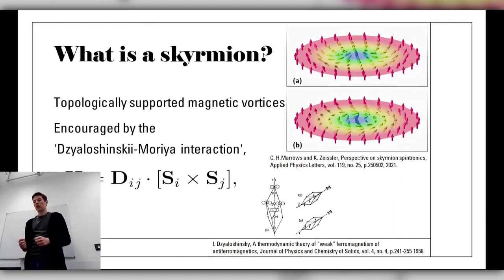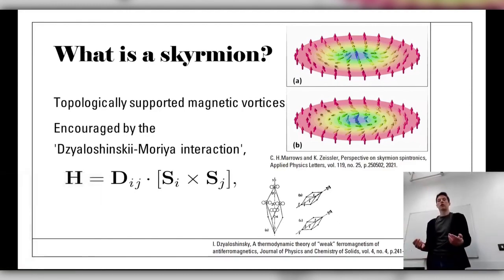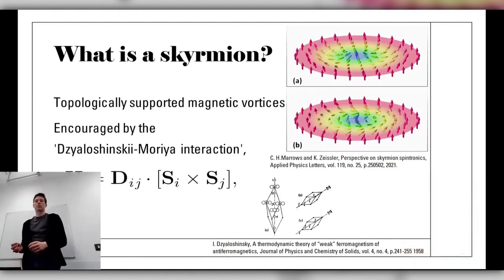In thin films, these are encouraged to form by the Dzyaloshinskii-Moriya interaction, shown in the equation below. D is simply a tensor, and S represents our electron spins, spin i and spin j. The origins of the Dzyaloshinskii-Moriya interaction come from the weak ferromagnetism that you can find in antiferromagnetic materials. This posed quite a problem for the theoreticians of condensed matter physics before the 1960s.